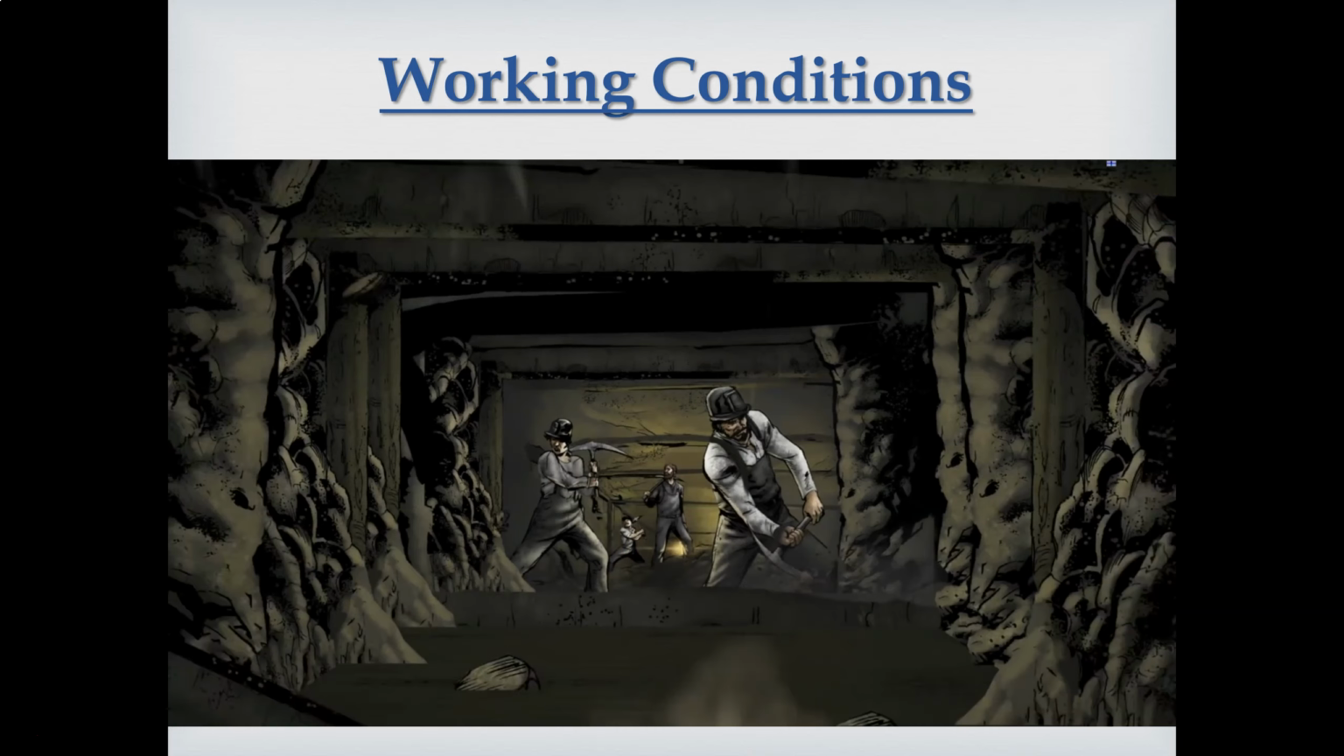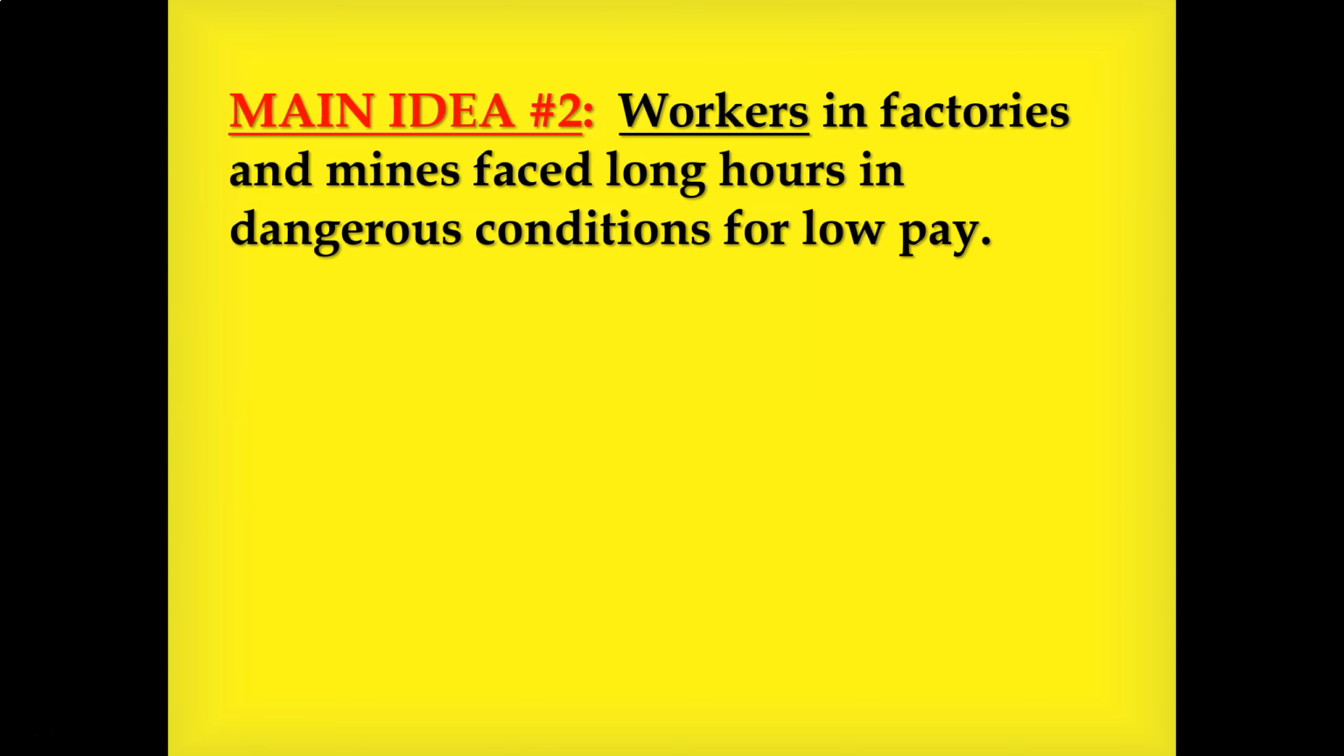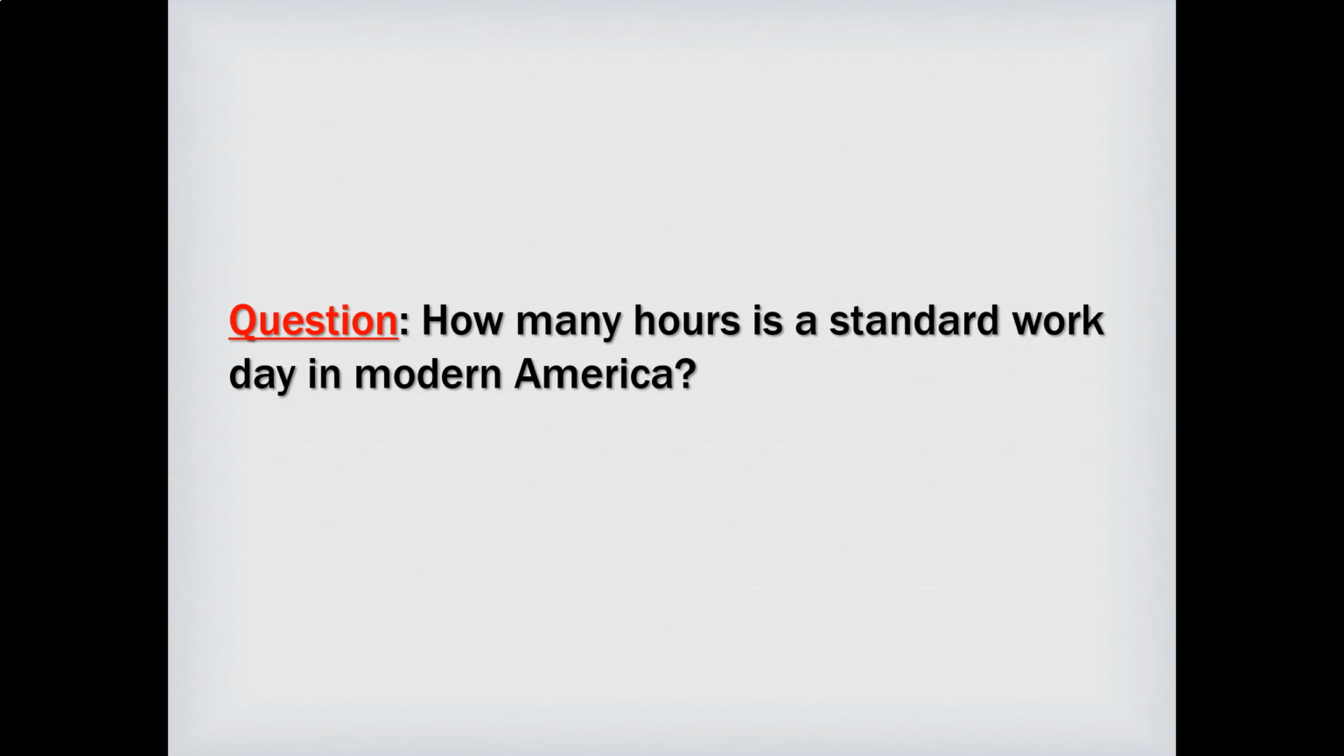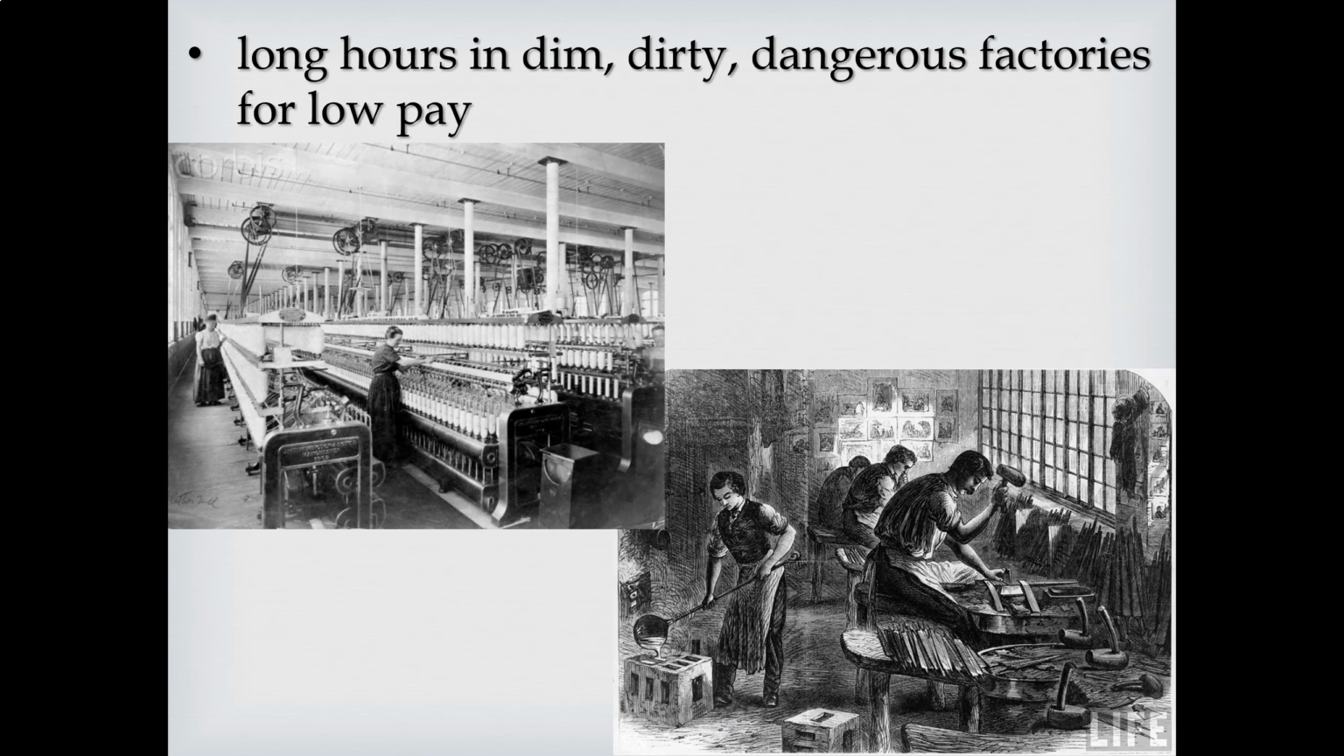All right, let's talk a little bit about working conditions now in the Industrial Revolution. And we're going to find out that workers in factories and mines faced a lot of dangers and long hours. So let's think modern day America for a second. The average work day in America today for most people is about 8 hours. Certainly some people work more, some people work less, but 8 hours is a good general round number we can use. For comparison, during the Industrial Revolution, a lot of industrial workers were working 12 hours or more during the day. And the conditions were not ideal.